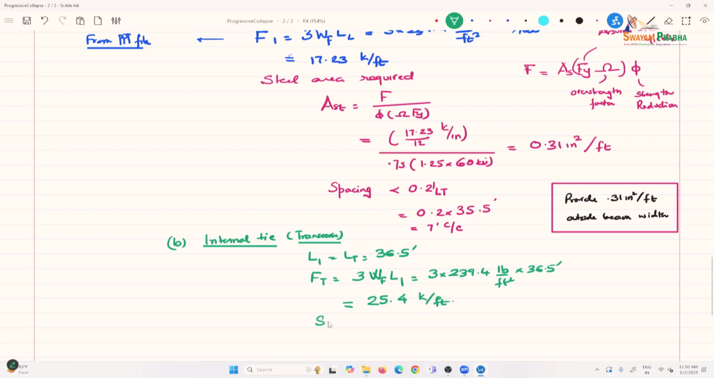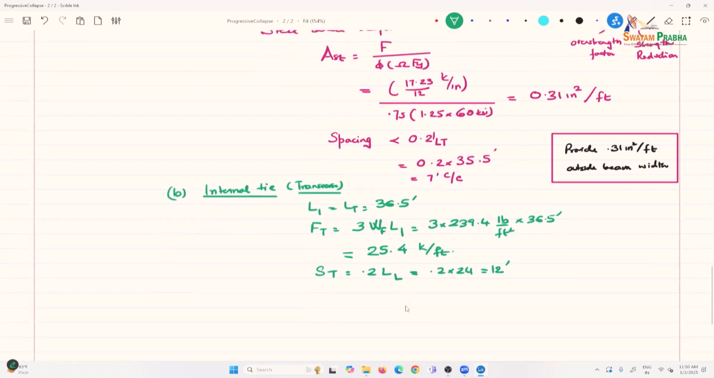And the spacing for the transverse tie is 0.2. Now, opposite LL is 0.2 times 24, which is 12 feet. So, what they are saying is, let us say this is your beam. If you are providing 2 of them, you should provide within 12 feet.